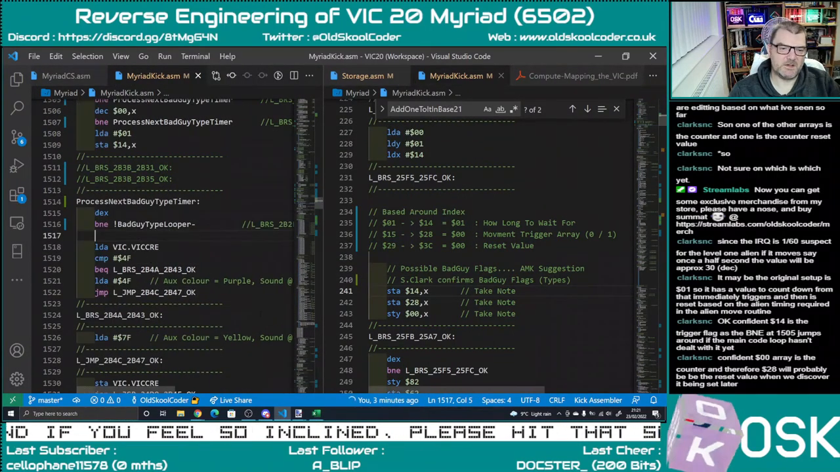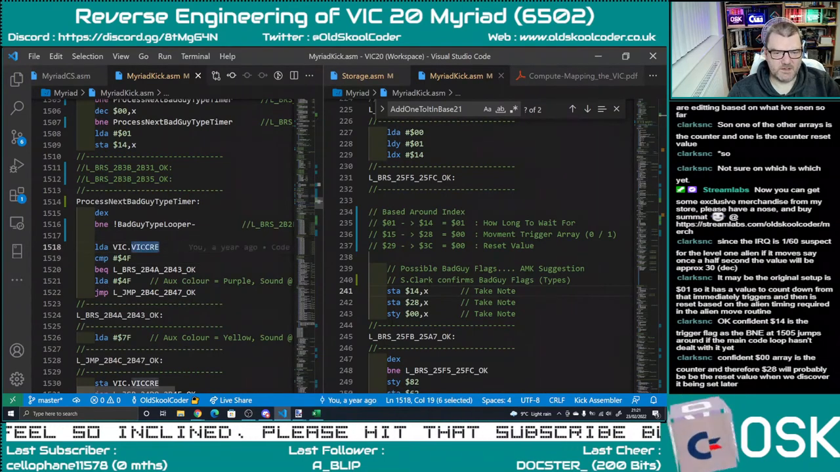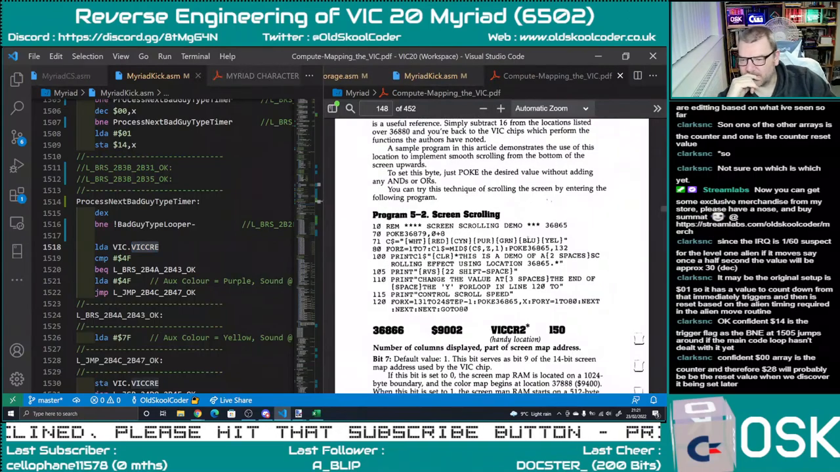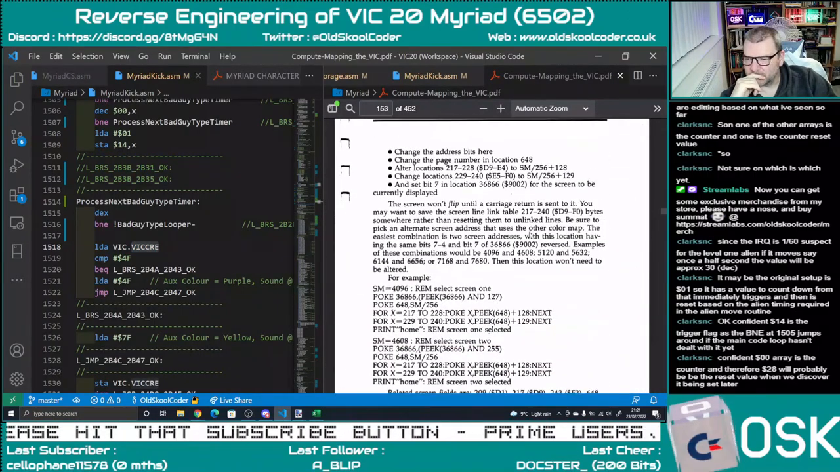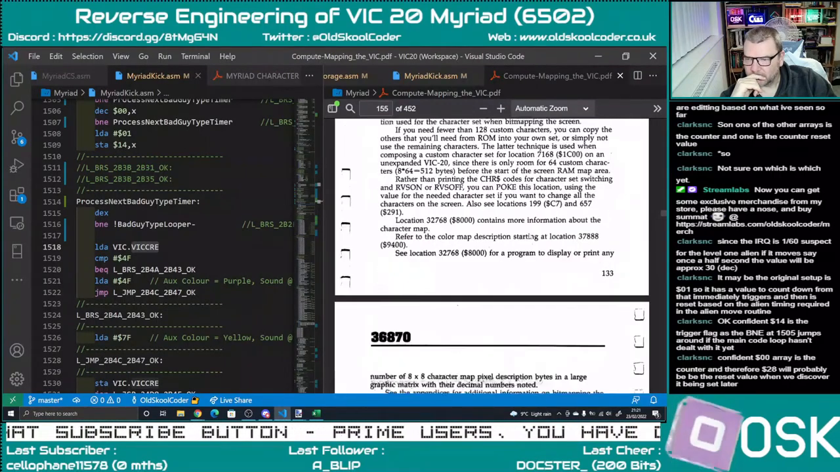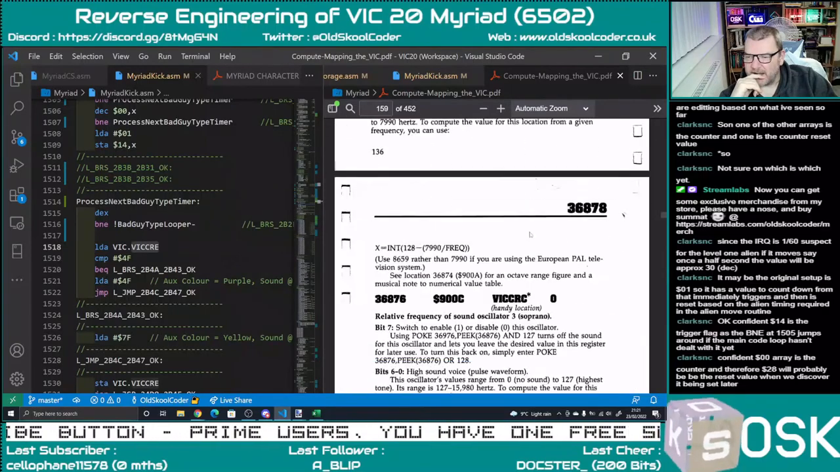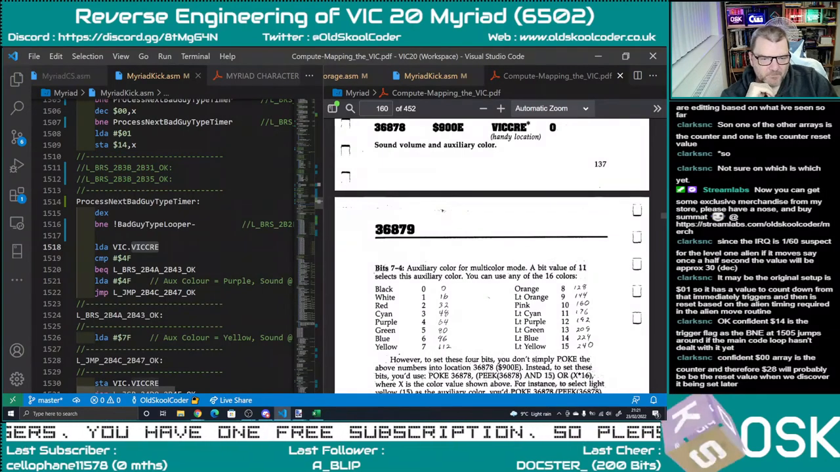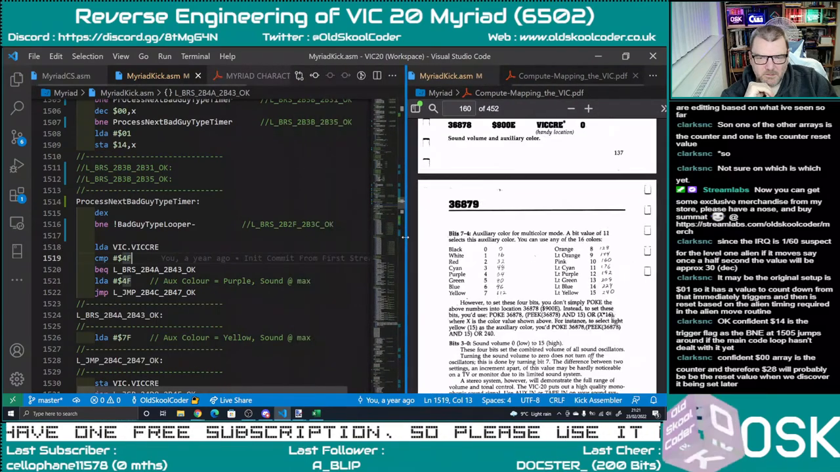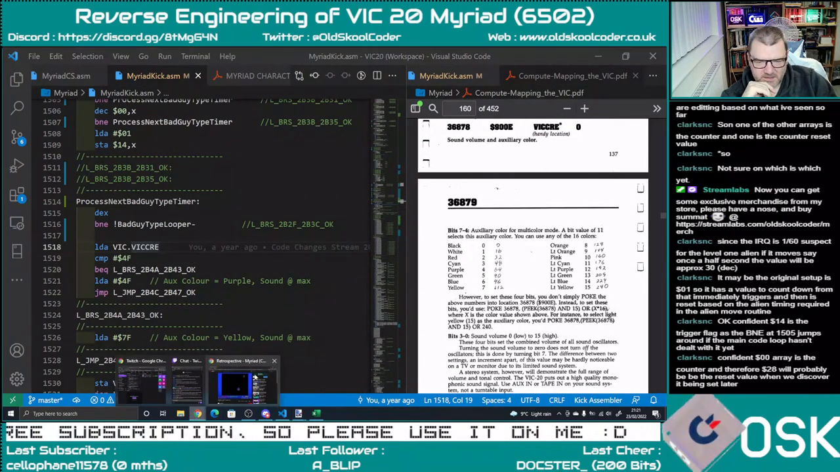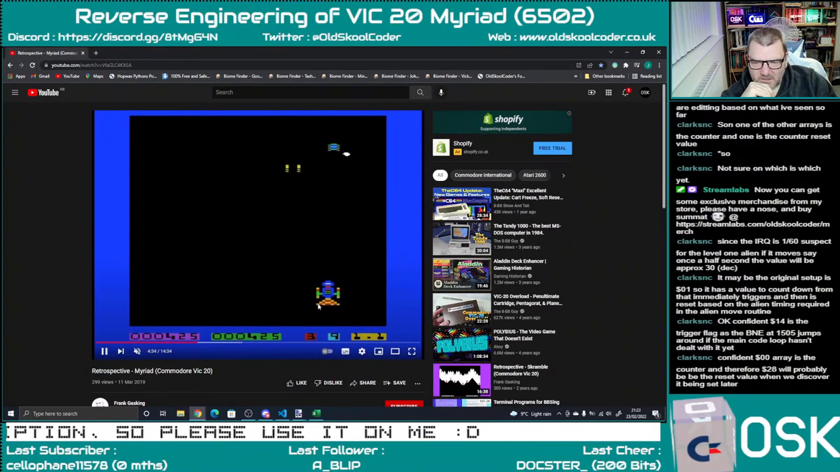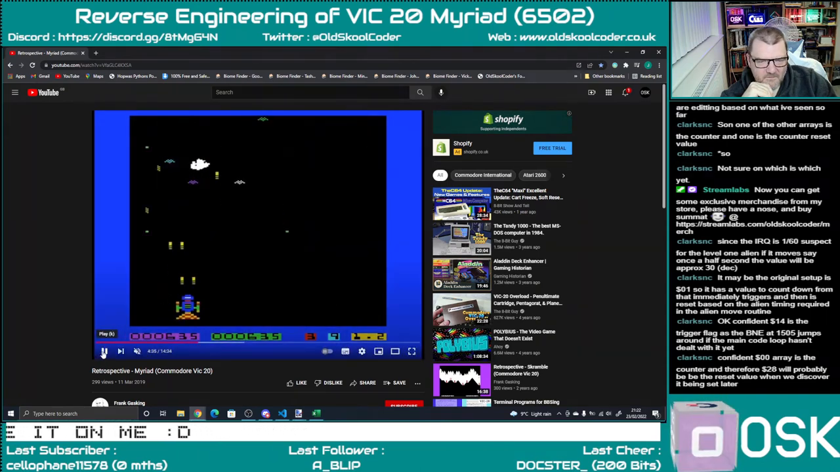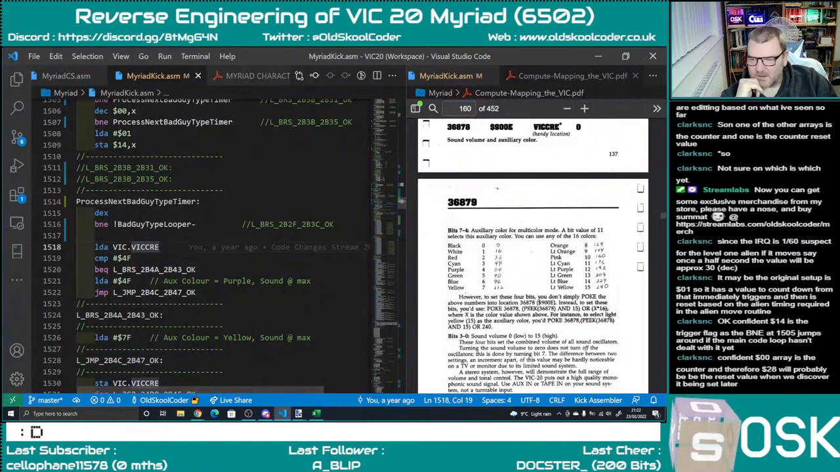this is the sound. This must be the sound. So we're loading the VIC RE, whatever VIC RE is. A, B, C, D, E. Right, here we go. Sound and volume and auxiliary colour. Oh, is this to control the flames down here? I wonder. So 4F, so we're comparing it with 4F.